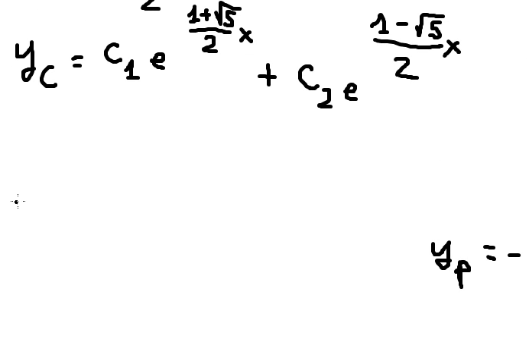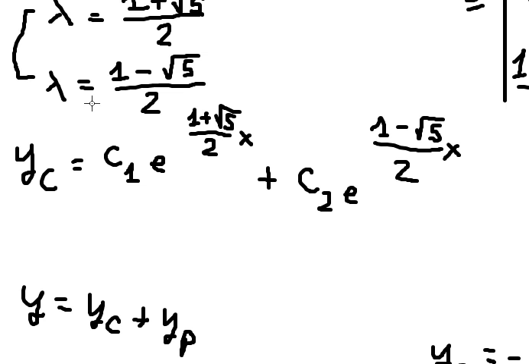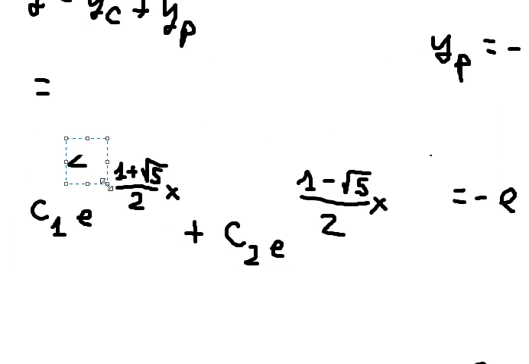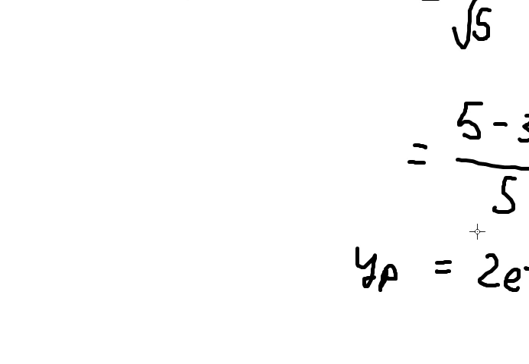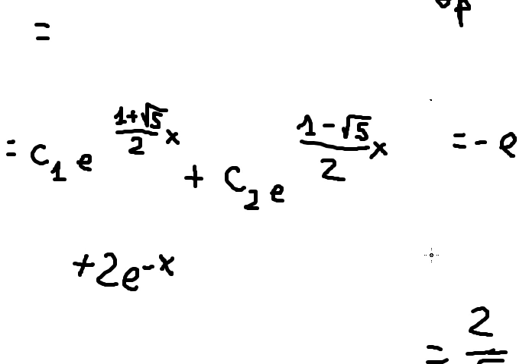Now we have y equals yc plus yb. Yc, we just have this one. And yb, that is this one. This is the end. Thank you for watching.